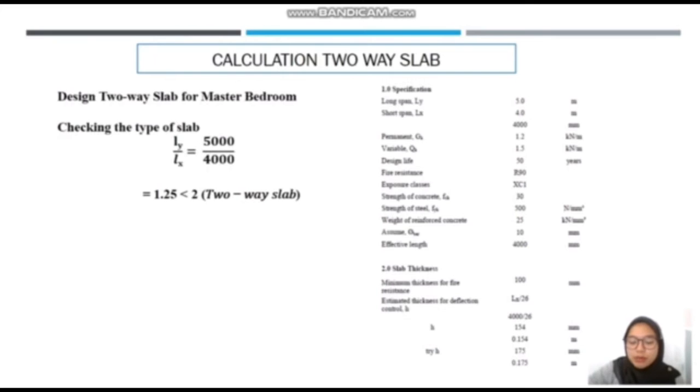Seterusnya, kena estimate thickness for deflection control, h. So, nak cari h, kena Lx divide by 26. So, our Lx is 4000 divided by 26. So, we get 154 mm. But, we must assume and we must try h. So, jadi 175 yang kami pilih.